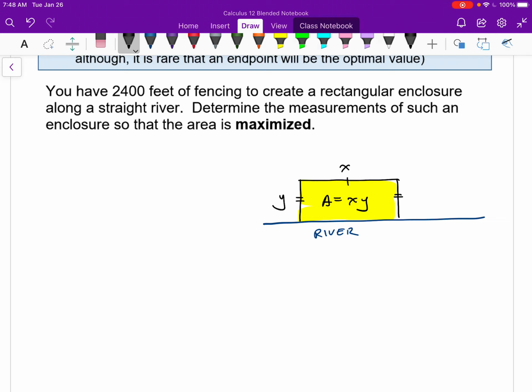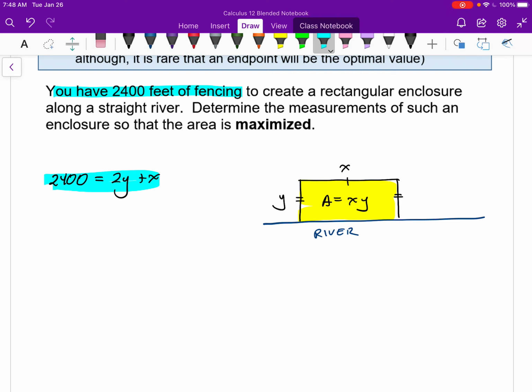Well, let's first, again, I know that area is the same as x times y, but I want to eventually get area down to just a function of one variable, x or y. And the other thing I know is that I have 2,400 feet of fencing. That means my perimeter is 2,400 feet. So I know that 2,400 is the same as 2y plus x. And I also know, as I've written in the diagram there, that area is the same as x times y.